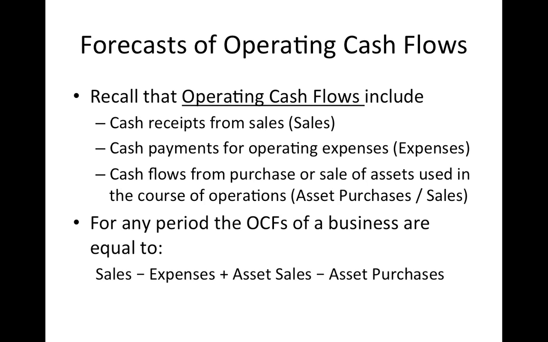And so for any period, if your period is defined as a month, then that's your one month operating cash flows. If it's six months from now, then you can do this for six months out. If it's three years from now, then you would do it for three years out. It would be equal to your sales less your expenses, plus the money you raise from asset sales minus the money you spend from asset purchases. That's your operating cash flows, period.